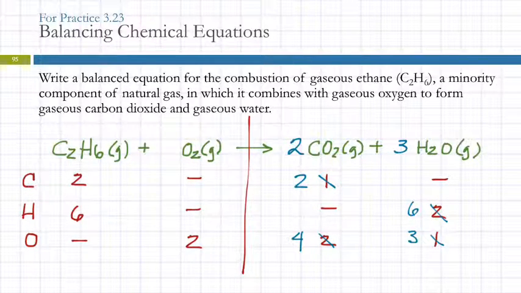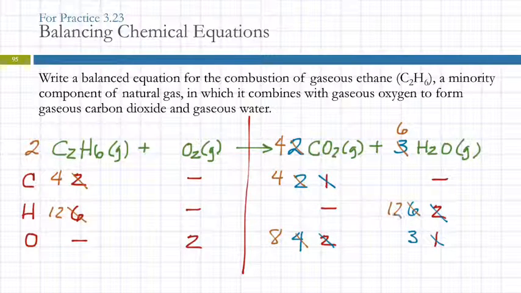So what I'm going to do is multiply everything I've already done by 2. So I'm going to put a 2 in front of this, and that changes the things below. So that's a 4, and this is a 12. I'm going to leave this guy alone because that's the one I was trying to fix. And then I'm going to change this 2 into a 4. So that changes this to a 4 and this to an 8. And I'm going to change this 3 into a 6. And I'm going to get 12 and 6.